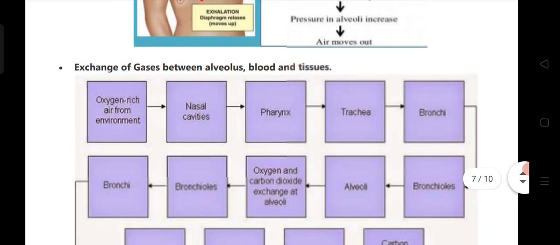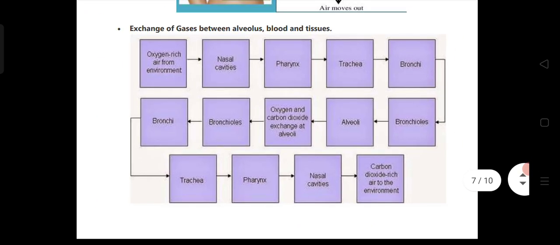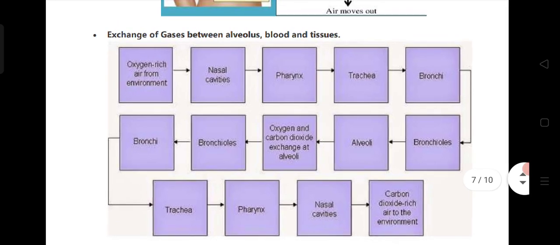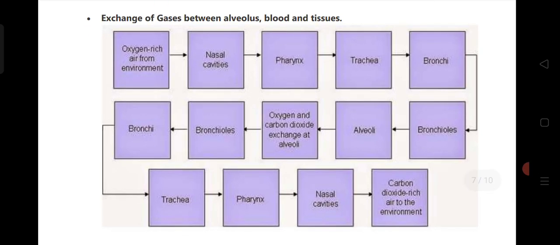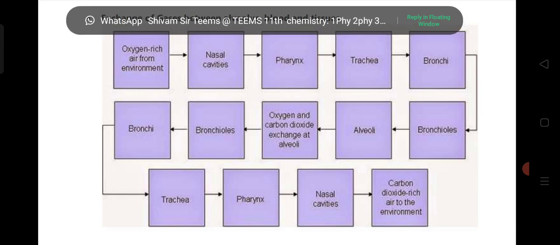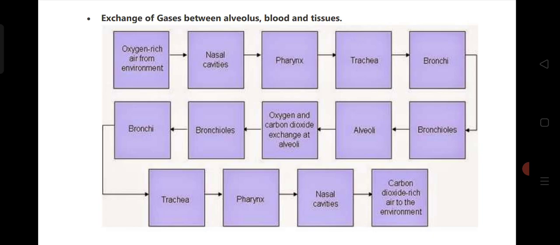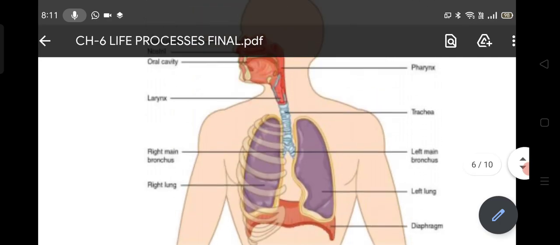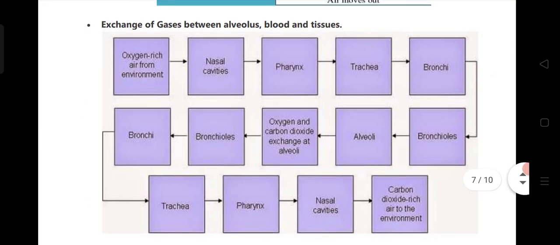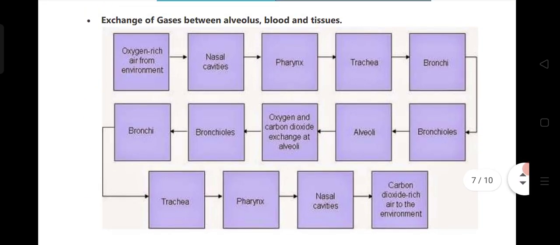Now you can see over here, this is the flow chart showing the exchange of gases between the alveolus, blood and tissues. Now see, the blood is the major component responsible for transporting oxygen, because the blood has a specialized pigment known as hemoglobin, and this hemoglobin has the ability to transport oxygen, right? So for transporting oxygen, it needs hemoglobin, right?